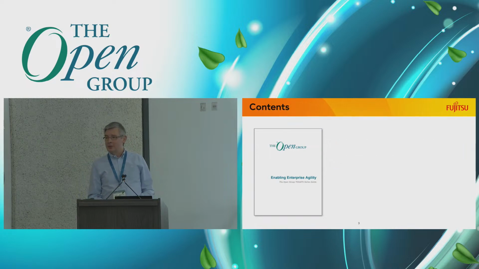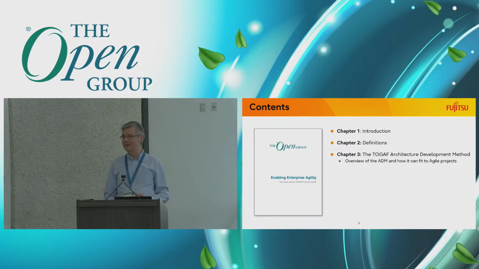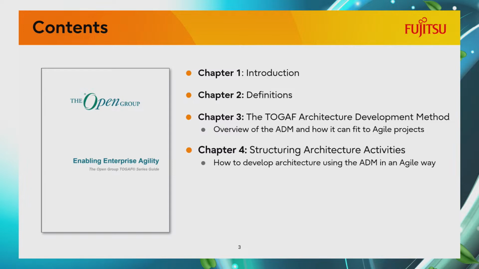So I'm just going to do a quick tour of what's in this. The guide has 5 chapters. Chapter 1 is just a short introduction. Chapter 2 gives you some definitions, useful things, but then it's in chapter 3 where we start to get into the real meat of it. Chapter 3 is talking about the architecture development method, the ADM, and giving a brief introduction to how that fits into agile projects. Chapter 4 starts to go into that in a little more detail. What are the various techniques and guidance for how you use the ADM in agile projects?